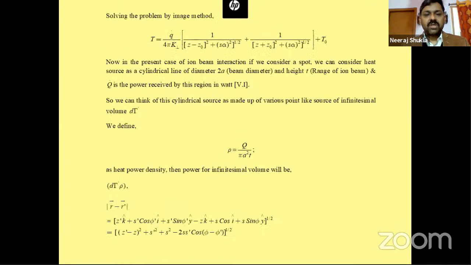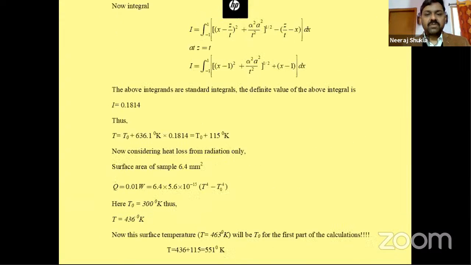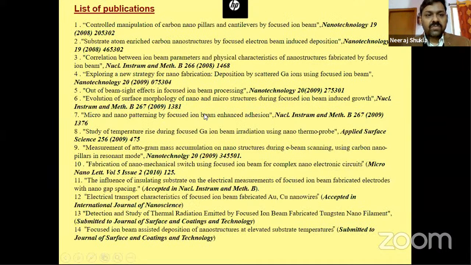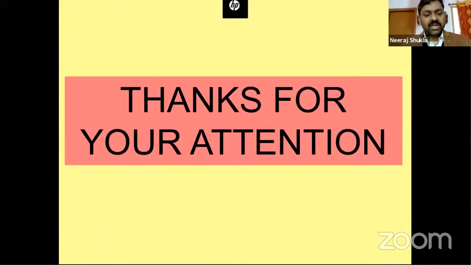These are some temperature theory portions which we did. This is extensive, exhaustive work, and it cannot be covered in half an hour, but I have tried to convey something. So I thank you once again for patiently listening to me, and thank you for your attention.